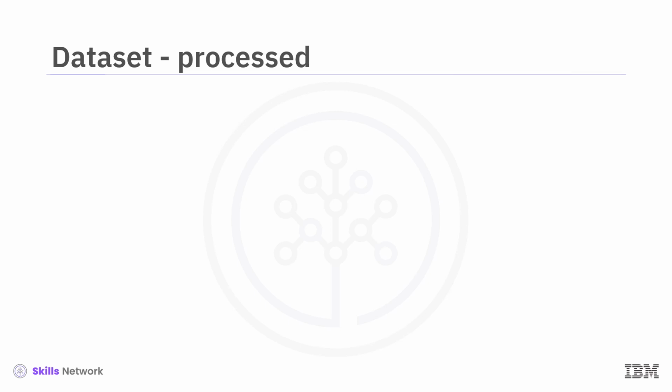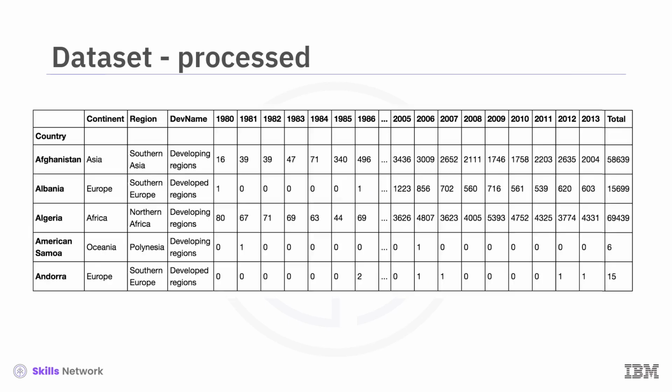Now, let's process the data frame so that the country name becomes the index of each row. This should make querying specific countries easier. Also, let's add an extra column which represents the total immigration for each country from 1980 to 2013. So, for Afghanistan, it's 58,639, and for Albania, it's 15,699, and so on. Now, let's name our data frame df_Canada.